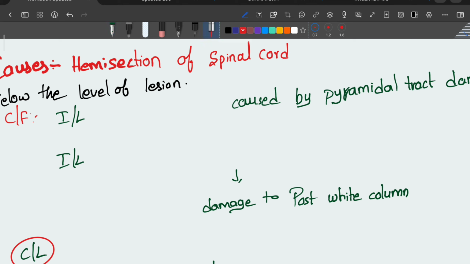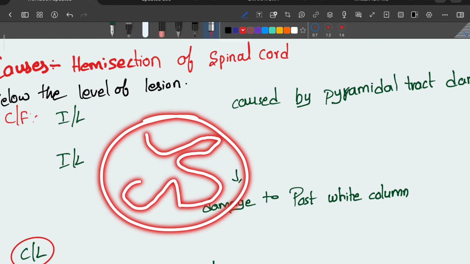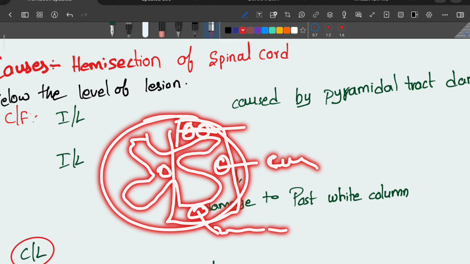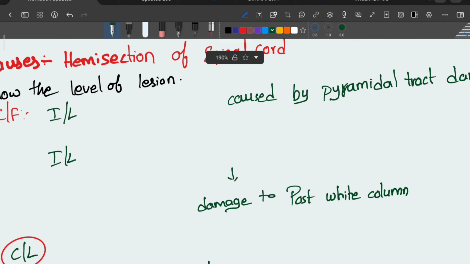When you cut half of the spinal cord, those tracts will not be seen. For example, I will show you here. This is the spinal cord, and this is the ventral horn. The dorsal column is gone, lateral corticospinal tract is gone, ventral corticospinal tract is gone, lateral spinothalamic tract is gone, ventral spinothalamic tract is gone. So here we are going to apply the anatomy. Pyramidal tracts, I told you, are lateral corticospinal and anterior corticospinal tract.